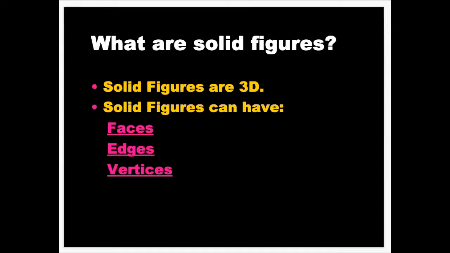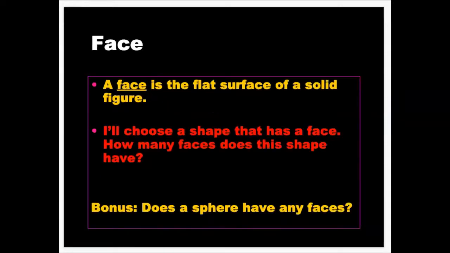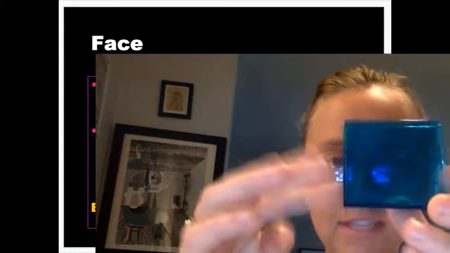that all 3D shapes have faces, edges, and vertices. A face is a flat surface of a solid figure, so it has to be flat, not curved, for it to be a face. I'm going to choose a shape to look at. Let's look at a triangular prism, and let's talk about how many faces it has. So let's look at this shape. It has quite a few flat surfaces.